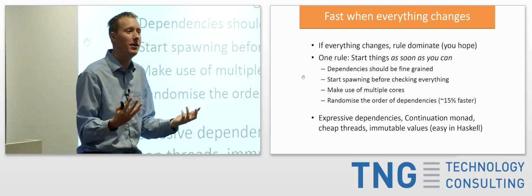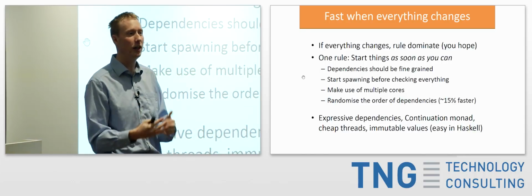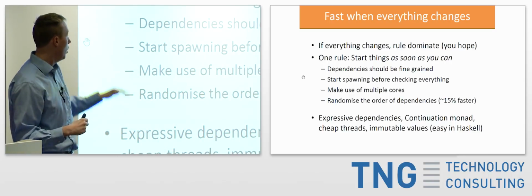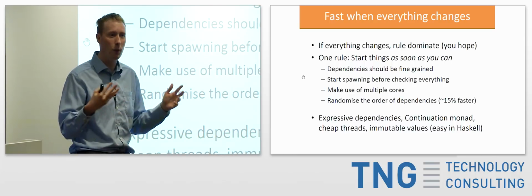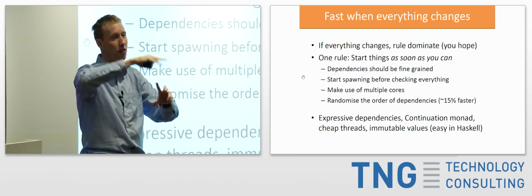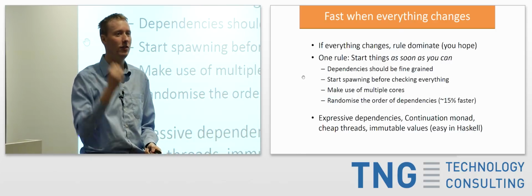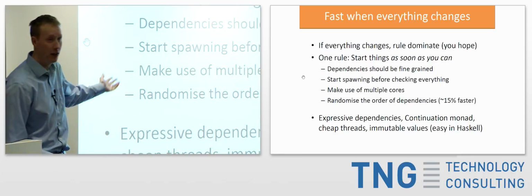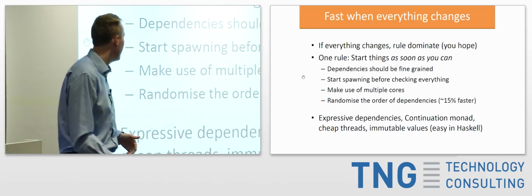And having monadic dependencies makes it much easier to express these fine-grained dependencies, because you're not limited in where you can split dependencies up. You can start spawning before you've checked everything. So instead of doing the kind of topological approach of build a nice graph and think about everything in advance, as soon as you see something that you think needs to go, fire it off immediately. Make use of multiple cores. Every build system does this now. It's not a big deal.